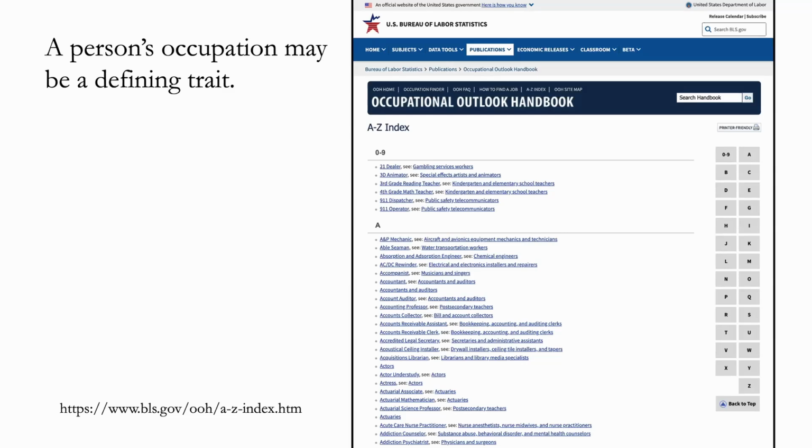There are lots of other records that may mention the background of the person, including things like obituaries. In some cases, the person's occupation may be a defining trait. In other words, if you're looking for this person, anything listed here, these are the different occupational categories from the U.S. Bureau of Labor Statistics.